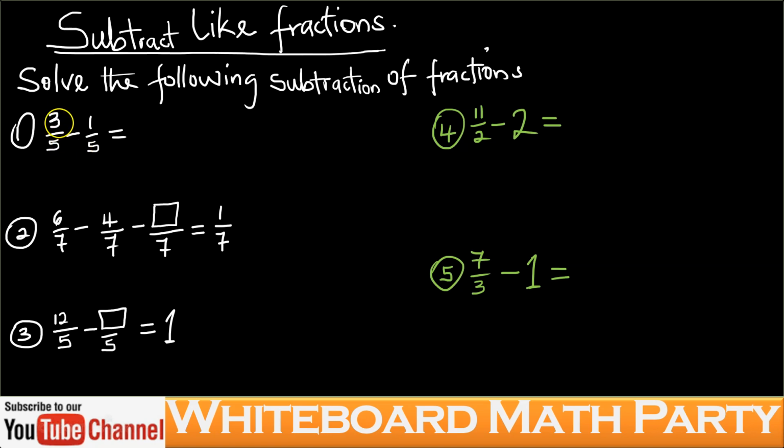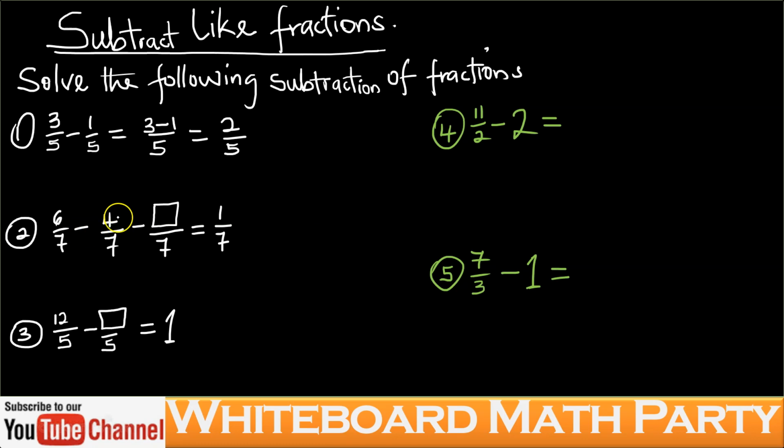For us to solve 3/5 minus 1/5, I'm going to leave the fifth the way it is, while I will subtract 1 from 3. So my final answer for this question is 2/5. It's very simple, right? Now look at the second question.